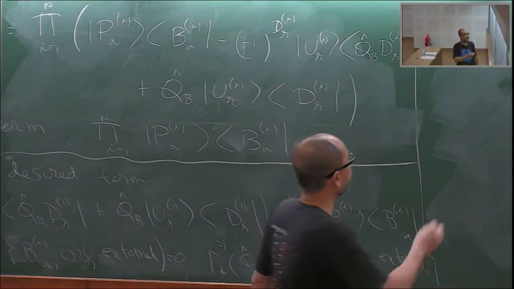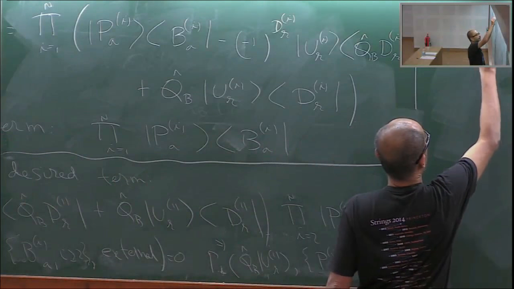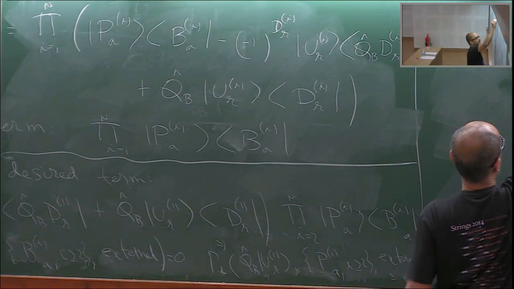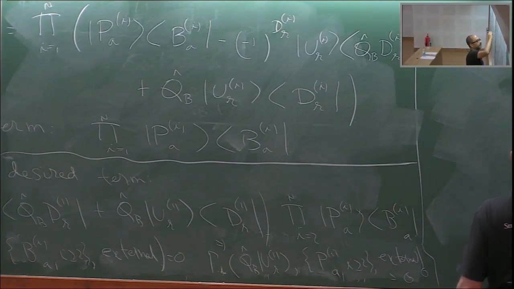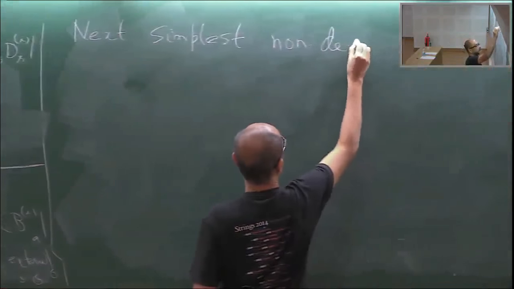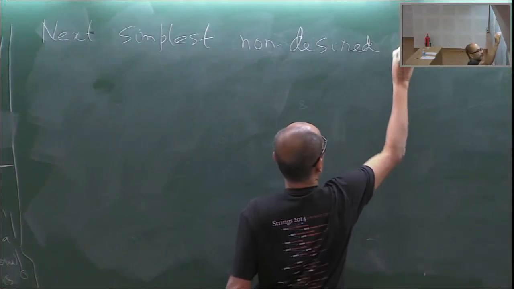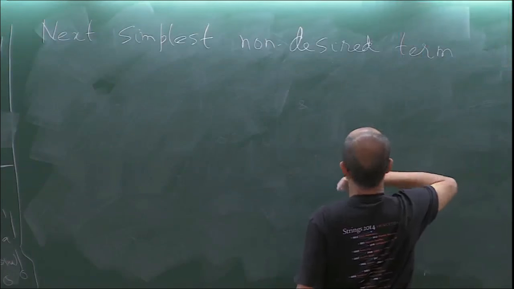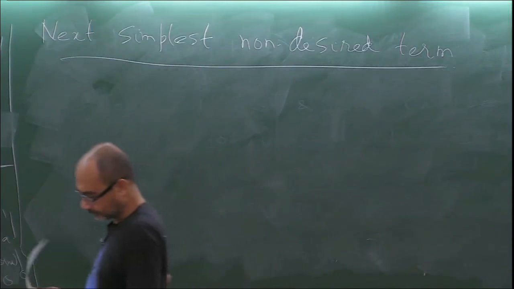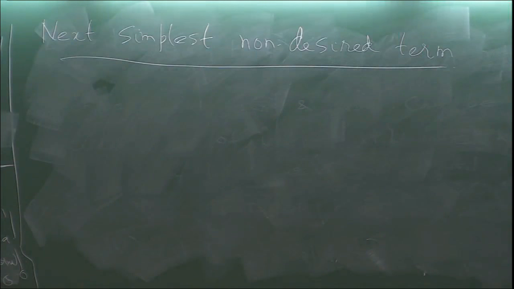So now I do the next simplest non-desired term, and this is in fact a prototype typical of the general case. Once I do this, then the rest should be obvious how to proceed. So here I pick two factors of this kind, and the rest of this kind.